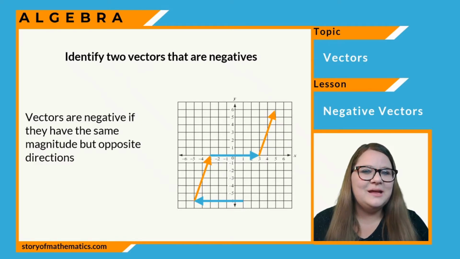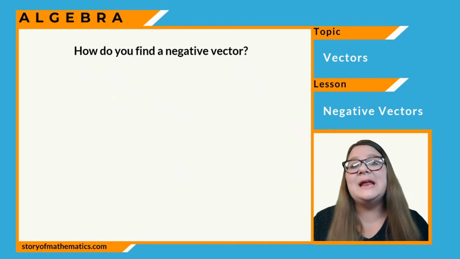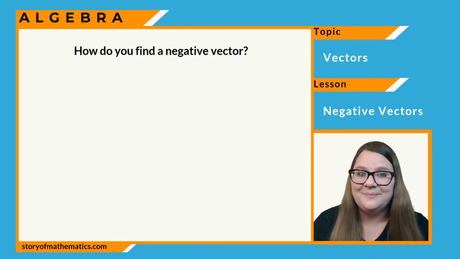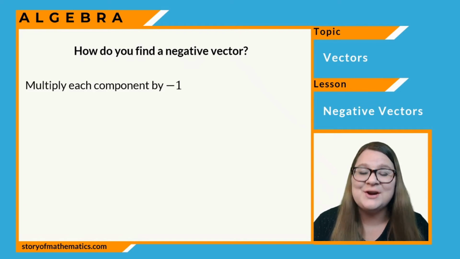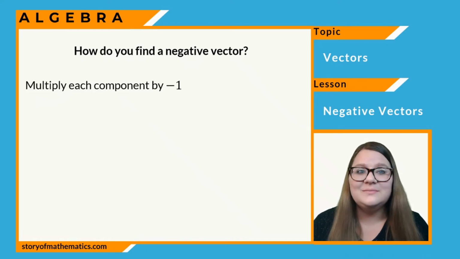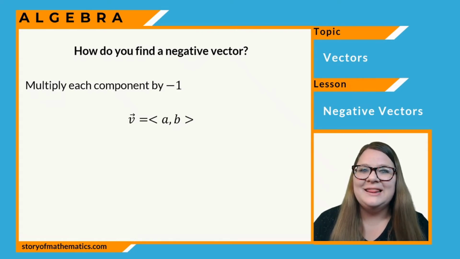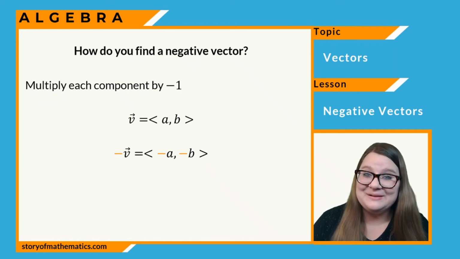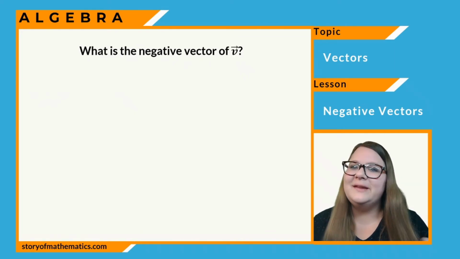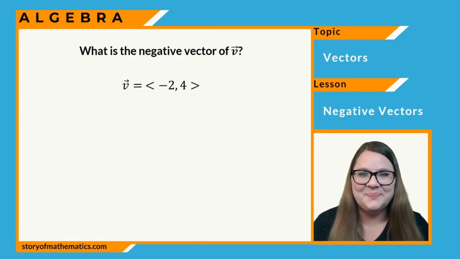Now that we've looked at how equal and negative vectors compare visually, let's see if we can figure out how to find a negative vector algebraically. When we want to do that, we're going to multiply each component of the vector by -1. So if I have the vector v, which equals ⟨a, b⟩, then negative v is going to equal ⟨-a, -b⟩. Let's see if we can find the negative vector of v when v is ⟨-2, 4⟩.